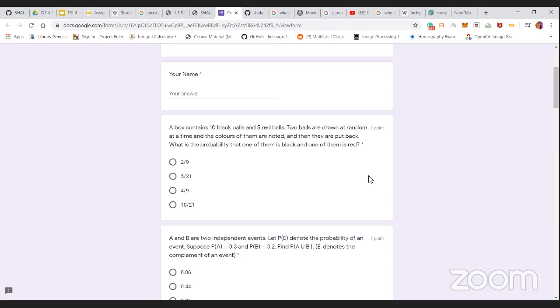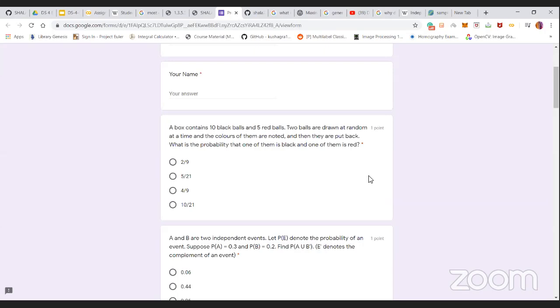That's not even an issue, right? Yeah, that's not even an issue. This is basically drawing two balls without replacement, not with replacement. So what's the doubt? I'm sort of confused. I think it should be 5 by 21.